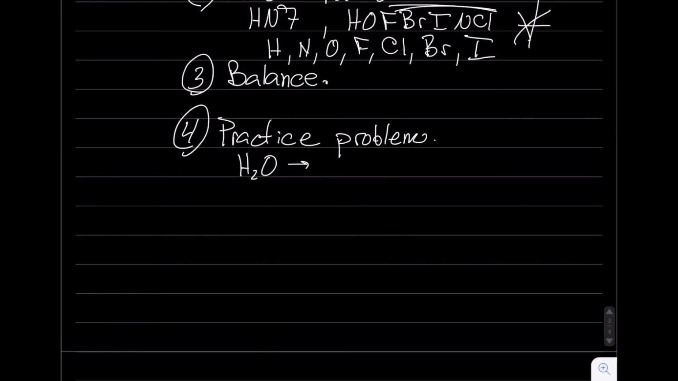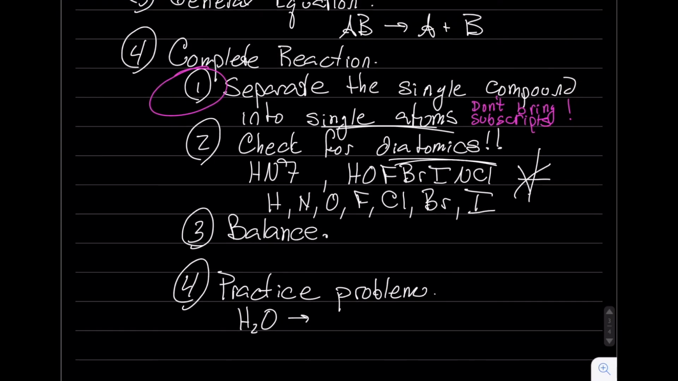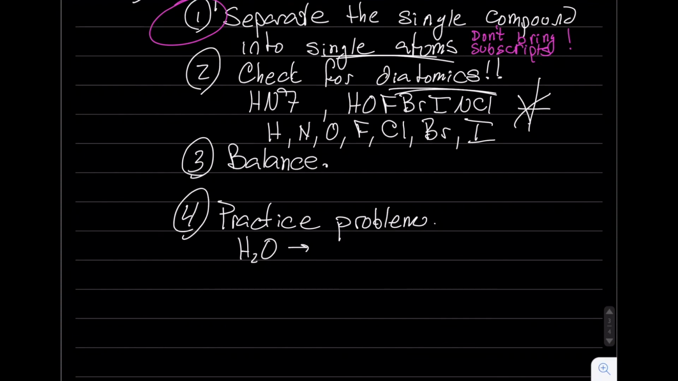All right, so back to this. There's our practice problem, H2O. So what we do first is separate into single atoms. Do not bring subscripts with us. So we're going to just have H and O, and we're going to separate those. So we're going to have H plus O. Then step 2 says check for diatomics. H is a diatomic, so we need to make that an H2. And O is also a diatomic, so we need to make that O2.